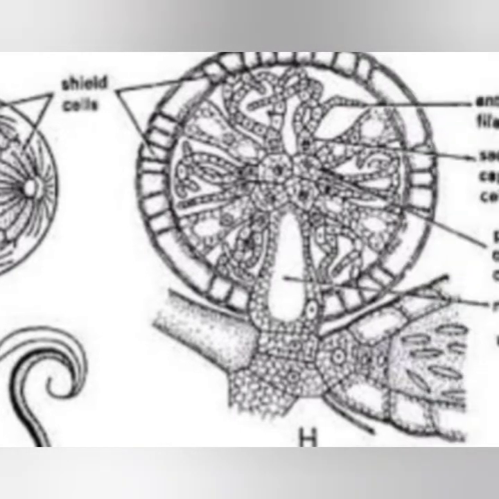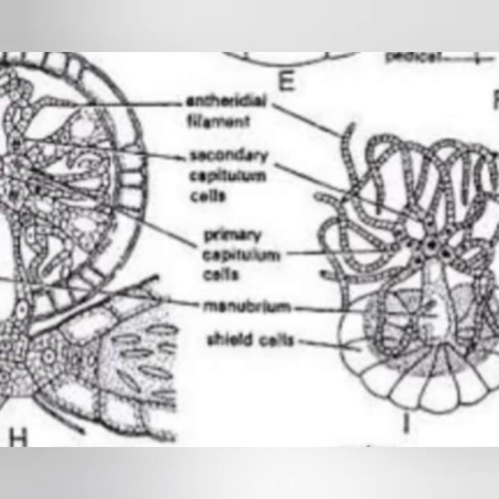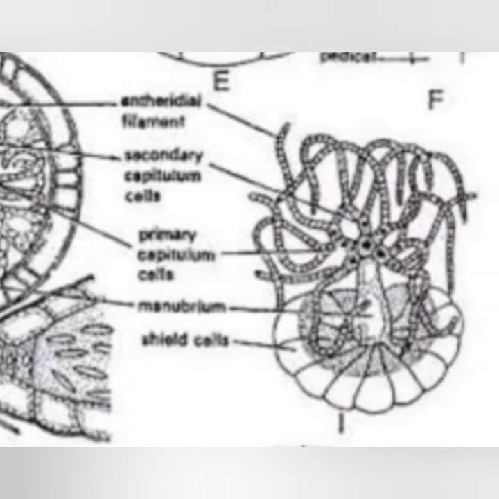But inside, what do we have? In figure I, you can see from only one shield cell, we will have the manubrial cell and the primary capitulum cell in the middle. So from the primary capitulum cell, now what happened? This primary capitulum cell will divide to form six secondary capitulum cells. Okay, so there will be six secondary capitulum cells. You can see here, these are the secondary capitulum cells, and they arise from the primary capitulum cells.